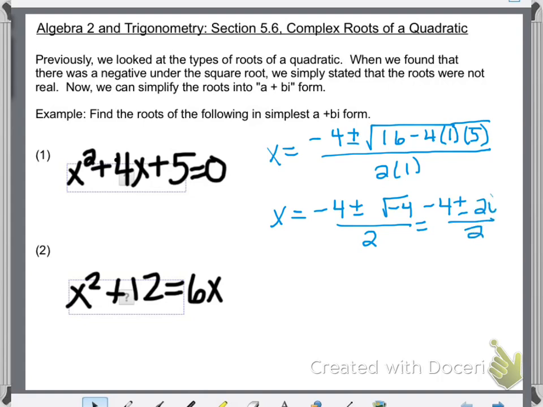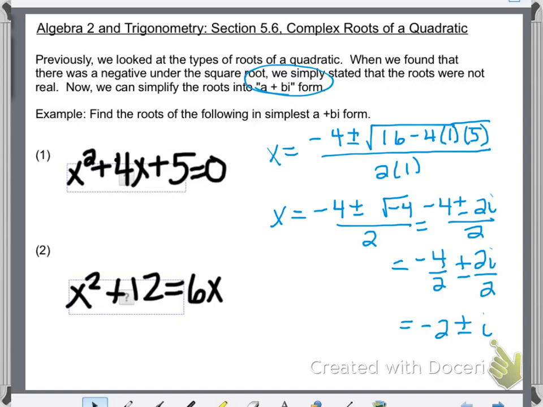We're going to write this in simplest a plus bi form. You'll see up above, we have a plus bi form. So this is the standard form that we write imaginary numbers. So we're going to write negative 4 over 2 plus or minus 2i over 2, and then we're going to simplify it and get negative 2 plus or minus i.